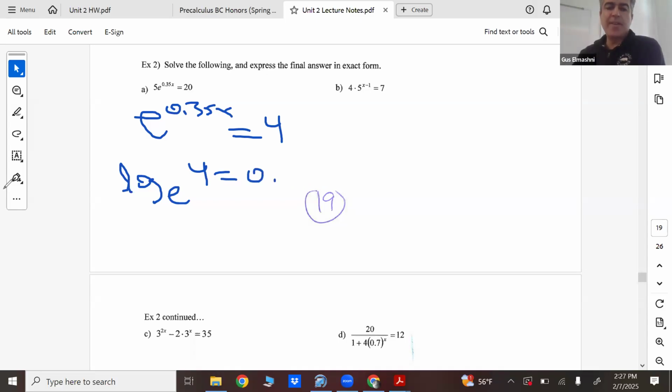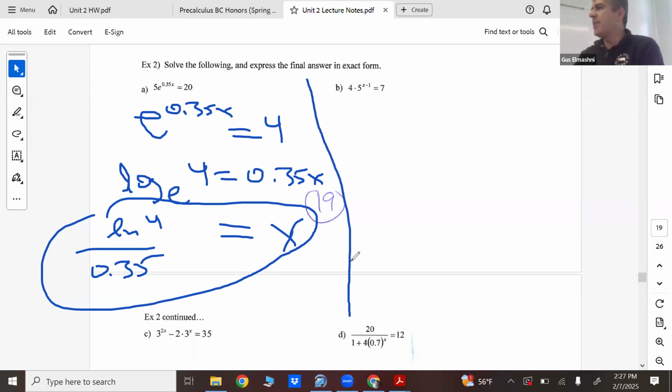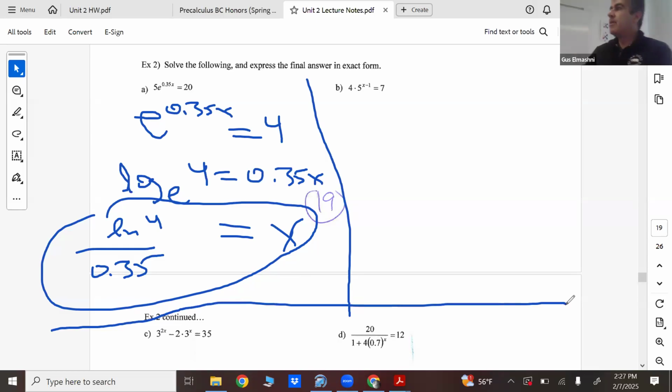Okay, well, I heard rewrite. Okay, we're gonna rewrite. So x equals natural log of 4 over 0.35. And that's an exact answer, so I'd leave it like that. That's what x equals. And then you can write natural log is fine. I'm just showing what's happening, to rewrite from exponential form to log form.